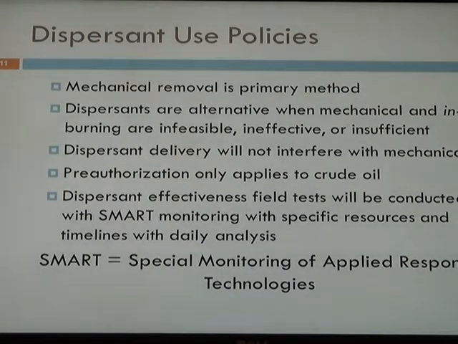Dispersant effectiveness field tests will be conducted with SMART monitoring with specific resources and timelines with daily analysis. And for those that aren't familiar, SMART stands for Special Monitoring of Applied Response Technologies. This involves visual observations, sampling, and testing of the water column to ascertain real-time efficacy of dispersant application.